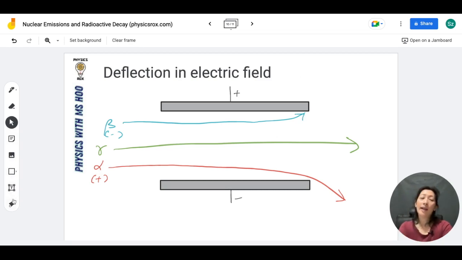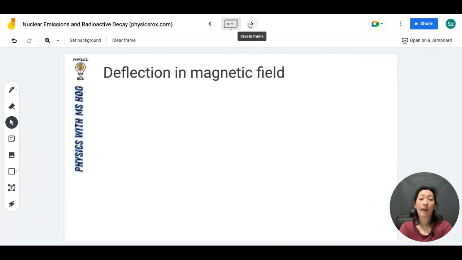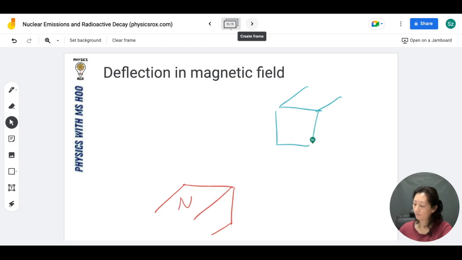If the radiation can deflect in an electrical field, it can also deflect in a magnetic field. In this case, the magnetic field has to be drawn in 3D because it's a 3D deflection. So I'm going to draw, let's say, the magnetic field here. Okay, magnet of North Pole here and South Pole on the other side. Because alpha and beta carry charges, they can deflect in a magnetic field.